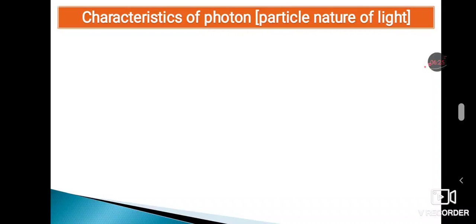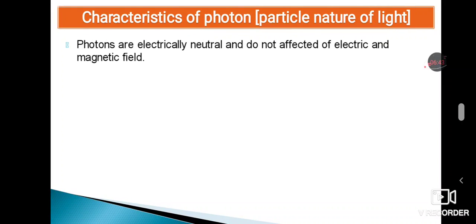Next we will discuss the characteristics of the photon, or the particle nature of light. Whenever we consider light as a particle, it behaves like a photon, so we will discuss the characteristics of that photon. The first point: photons are electrically neutral and are not affected by electric as well as magnetic fields. Photons are energy packets, neutral particles, therefore there will be no effect of electric or magnetic fields on them.